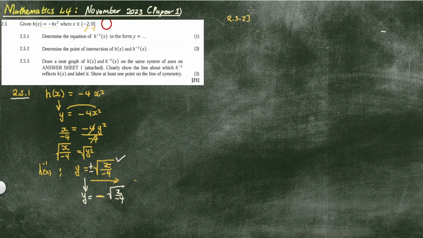So going back to 2.5.2, let's go back and calculate the point of intersection. h minus 1 of x is equal to h of x, so minus 4x squared is equal to minus the square root of x over minus 4. This negative and this negative divide each other and give us a positive, equal to the square root of x over minus 4. Actually, I'm going back to where we started. You know what?